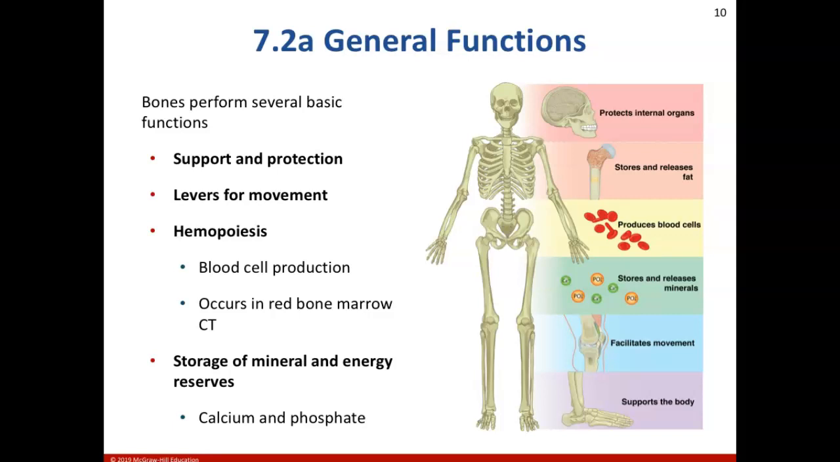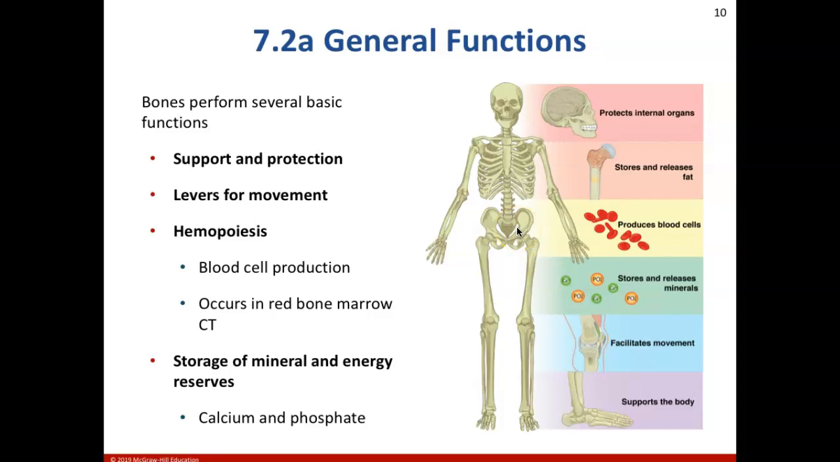They help to support and protect. So they're protecting things like our brain. So our skull or our cranium especially is going to protect our brain. Our thoracic cavity is protecting our heart and our lungs. And our pelvic cavity is going to protect our reproductive organs and urinary structures.